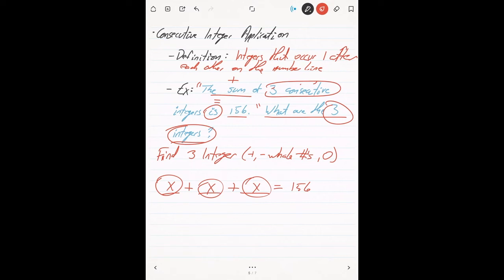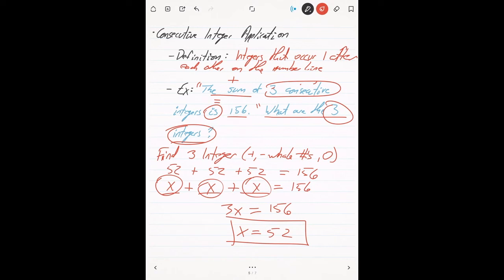Let's actually go ahead and solve this. 3x equals 156. If I divide 156 by 3, I should get, well, let's see, 3 goes into 15 5 times, and 3 goes into 6 twice, so it should be 52. So x is equal to 52. Okay. Go ahead and plug that back in. 52 plus 52 plus 52 equals 156. Check that on your calculator, and you'll find that, hey, it works. Yeah, 52 plus 52 plus 52 is 156. There we go.